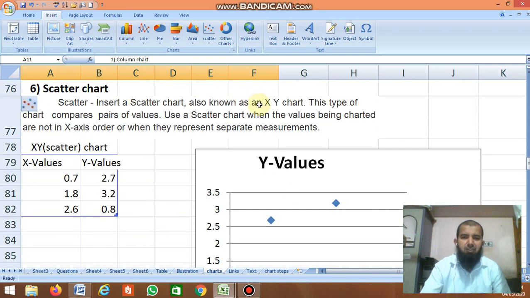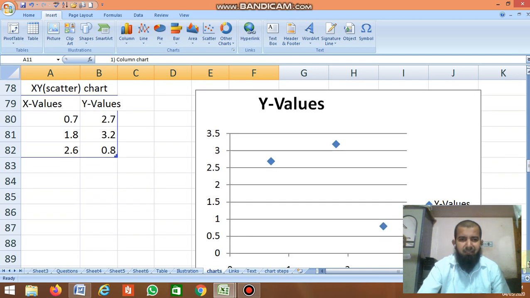Scatter chart is also known as XY chart. There are the X and Y columns. This type of chart compares pairs of values. Use a scatter chart when the values being charted are not in x-axis order, when they represent separate measurements.